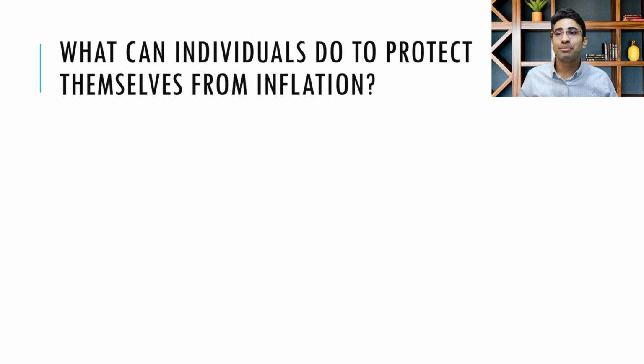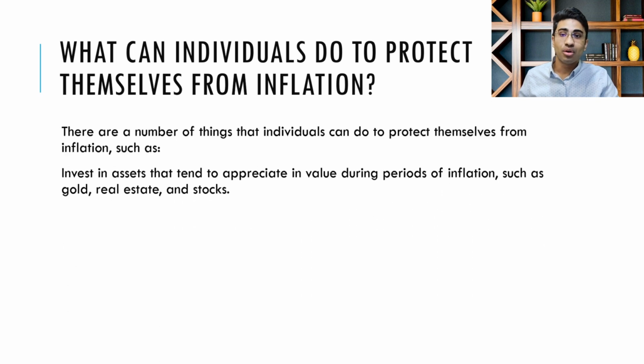Coming to the most important question, what can individuals do to protect themselves from inflation? What can we do to protect ourselves? So the first point is invest in assets that tend to appreciate during the times of high inflation. So some of the examples are gold, real estate and stocks. When the inflation increases, gold prices, real estate prices and stocks go up. So this is a way we can earn money or hedge against inflation.